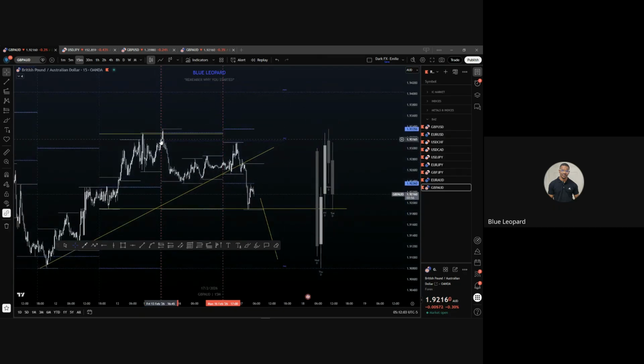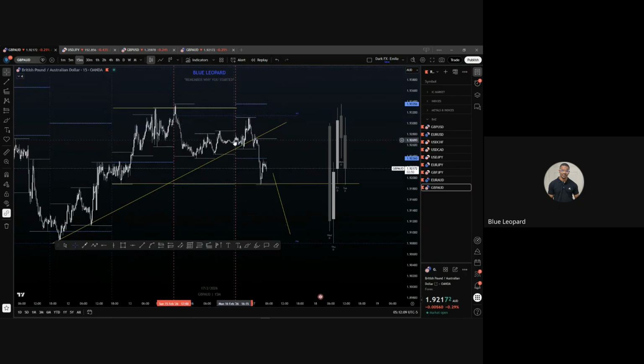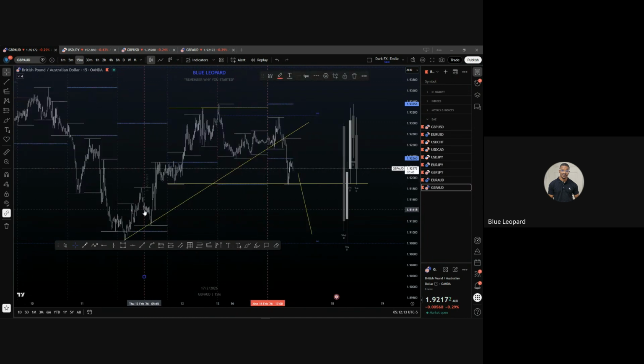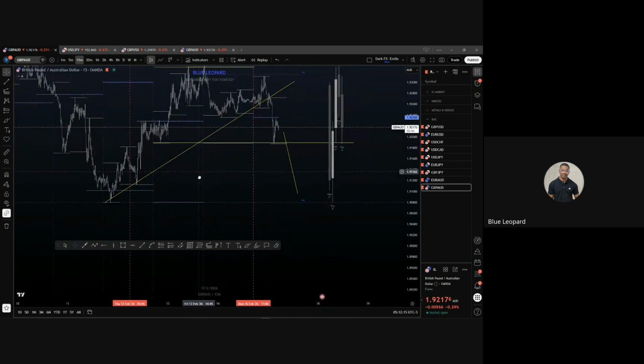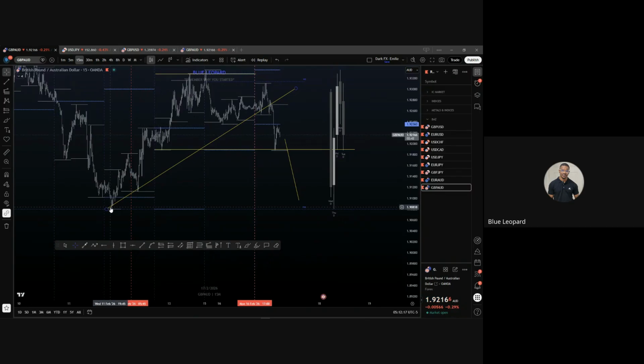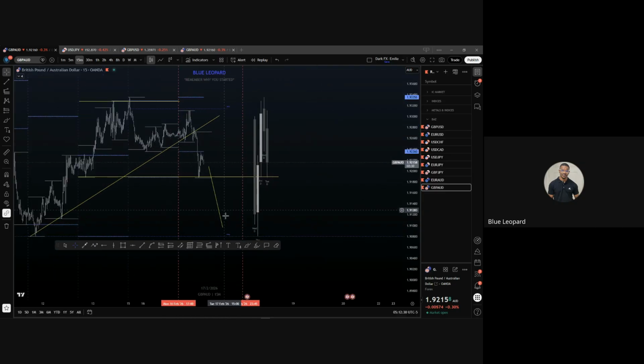So price opened here, created a high, swept the previous day's high, closed bearish after forming this liquidity since the previous days and the previous weekly low. And now price today opened. This is today, now here. And inside here, we expect to see a bearish move.